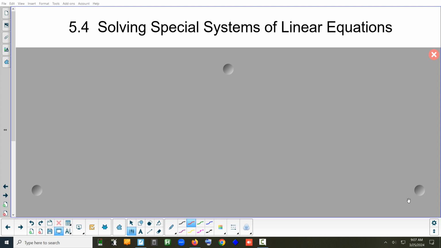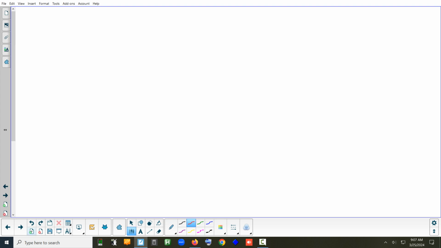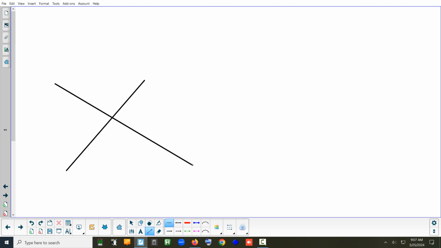Today we're going to look at 5.4, which is on solving special systems of linear equations. When we talked about solving systems graphically, usually we had two lines, and they always crossed in one spot. But when you draw two lines, what else could happen besides having the lines cross in one spot? They intersect, so in exactly one spot. But is there any other way you could draw lines so that they don't intersect in one spot? Parallel. Yep, exactly. They could be parallel.